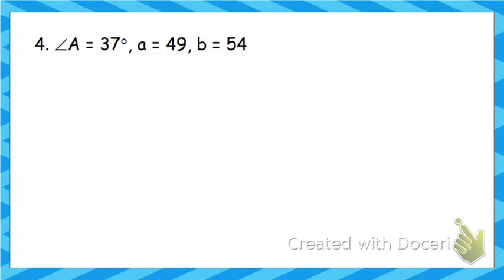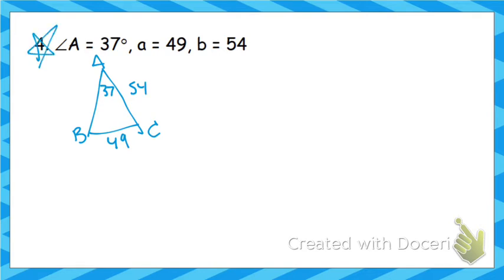All right, let's draw our triangle again. We've got A, B, C here. So here's A, B, C. Angle A is 37, side A is 49, side B is 54. This is the ambiguous case. This is side side angle. So ambiguous case, we need to use law of sines. So sine 37 over 49 equals sine B over 54.